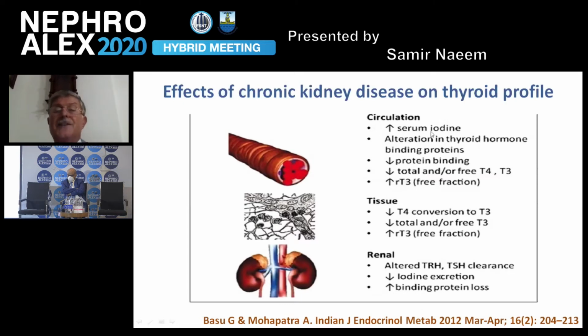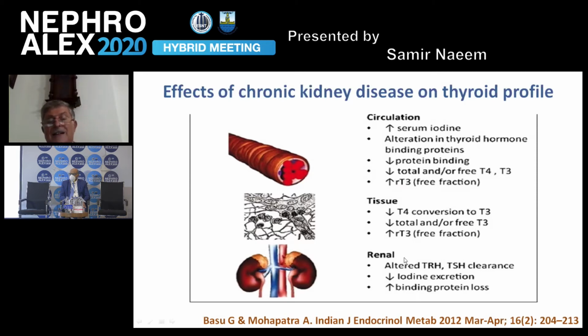What about this in circulation? In circulation, the iodine content is high due to diminished renal iodine excretion. And there is abnormality in the protein binding. So there is diminution of the thyroid binding globulin and of the prealbumin. And this will lead to a decrease not only in the total, but also in the free T4 and free T3. In the tissues, there is diminished conversion of the inactive T4 to the active T3. That's why you can get relatively high free T4, while the free T3 is usually quite low in the tissues.